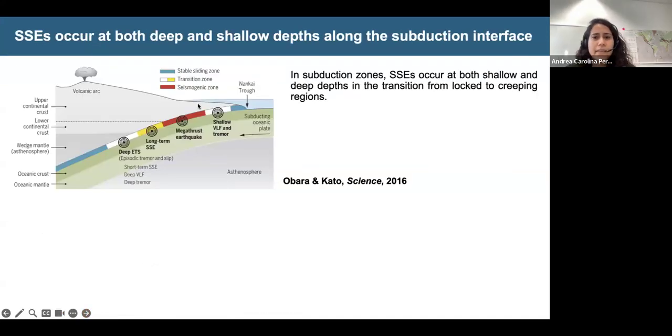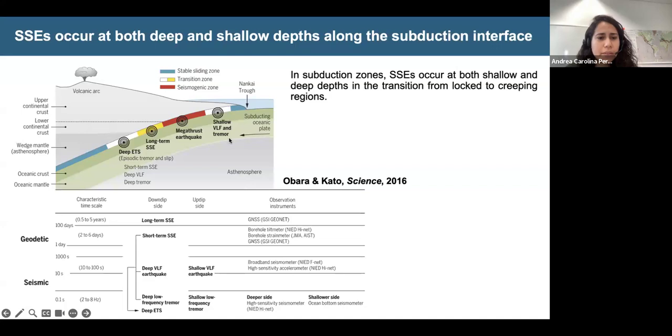So we know that slow slip events along subduction zones can occur at both deep and shallow depths. This plot shows a schematic of a subduction zone, and these events occur in the transition from the locked to the creeping regions, both up dip and down dip. And they are also associated with different types of signals, such as very low frequency earthquakes, low frequency earthquakes, and tectonic tremors, which are enduring low frequency signals. But in this talk, I will focus on geodetically detected slow slip events.